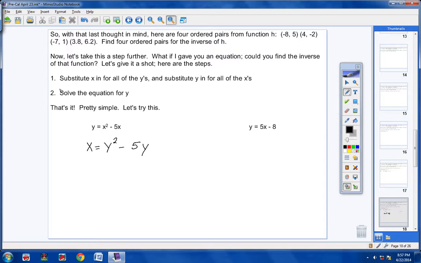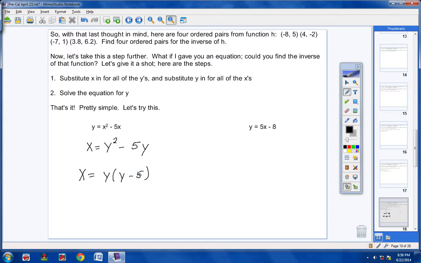Now, step 2 says solve for y, and I intentionally gave you a problem like this where you really couldn't solve for y. Now you say, well, Mr. Earhart, we could try to. Sure, you could. We have all of our y terms on one side and our non-y terms on the other side. So you could factor out a y.